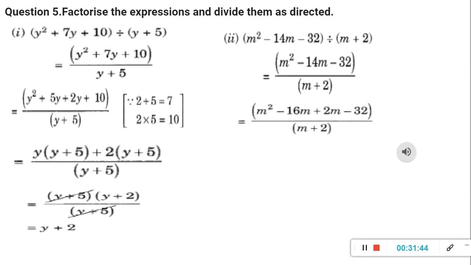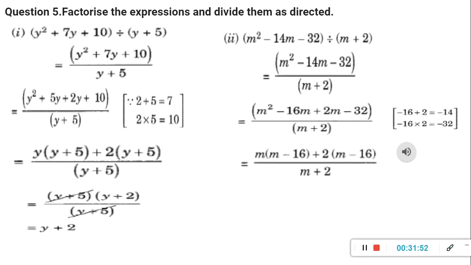So we can write it like this: m square minus 16m plus 2m minus 32. From the first part we take m out, m minus 16 is remaining, and from plus 2m minus 32 we take 2 out, m minus 16 is remaining. So we got the factors m minus 16 into m plus 2, and below also we have m plus 2. So m plus 2 and m plus 2 are cancelled. Then what is left out? m minus 16. That is our answer. Clear?